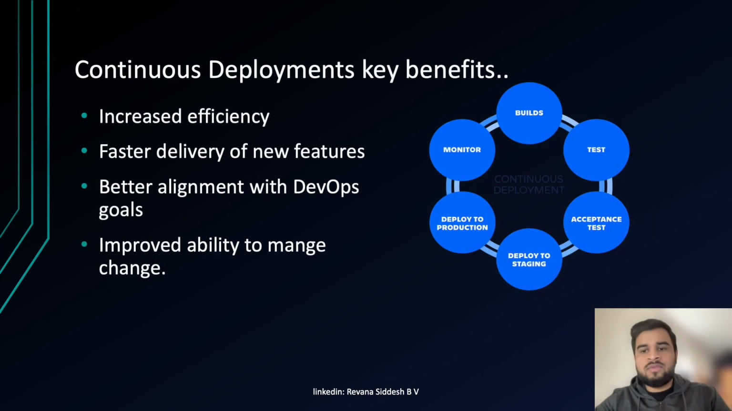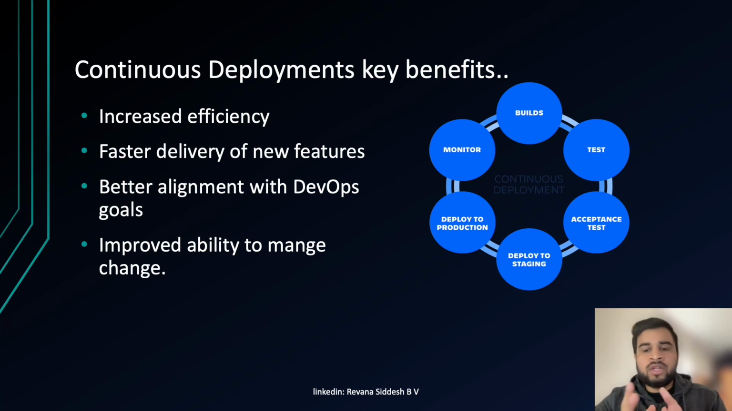So, let's talk about some of the key benefits of continuous deployments. Increased efficiency. By automating the deployment process, continuous deployment helps organizations to eliminate manual steps and reduce the time and effort required to deploy the code changes. Faster delivery of new features. Continuous deployment enables organizations to quickly deliver the new features and enhancements to their customers, improving their time to market and helping them to stay ahead of their competition.